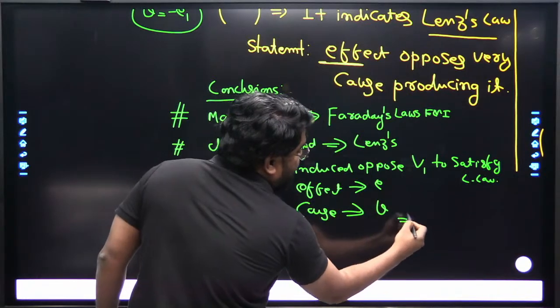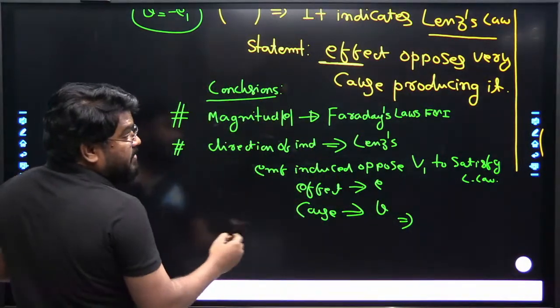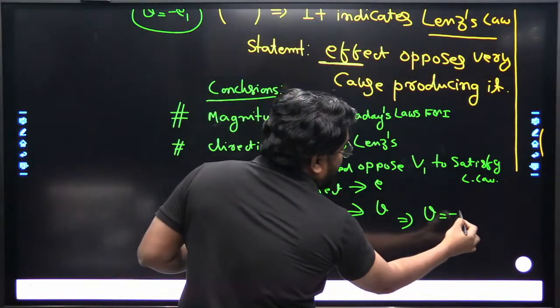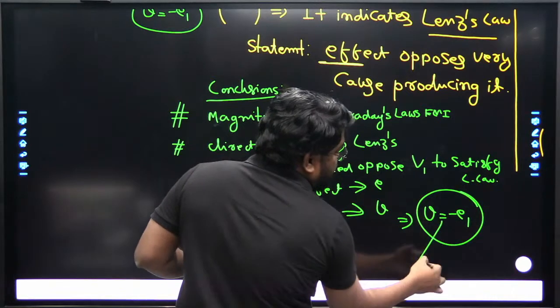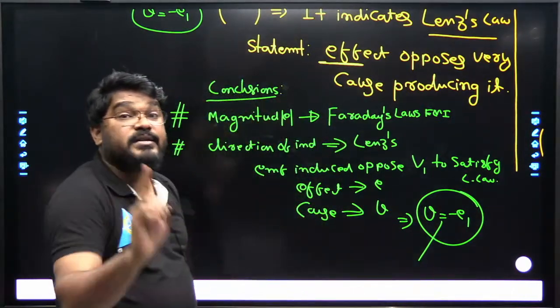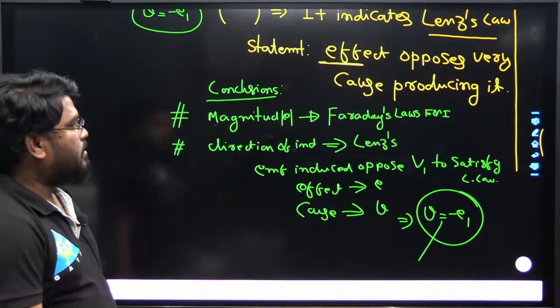That's why, if you apply the KVL equation also, we can get E is equal to minus E1. So this minus sign indicates Lenz's law. All of you clear?